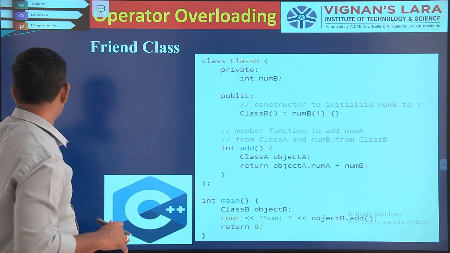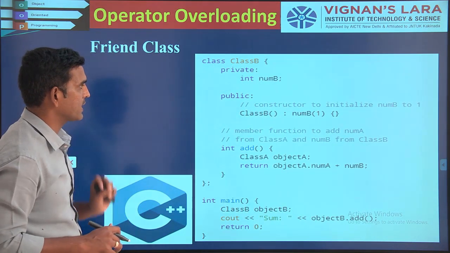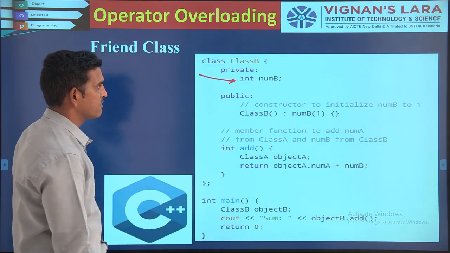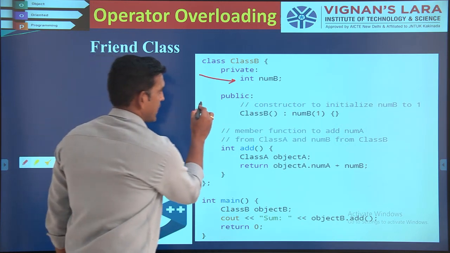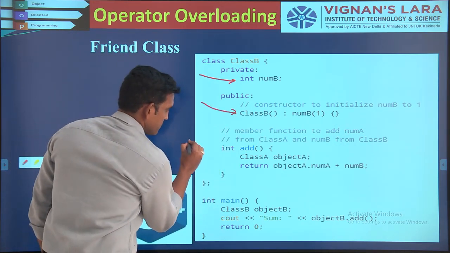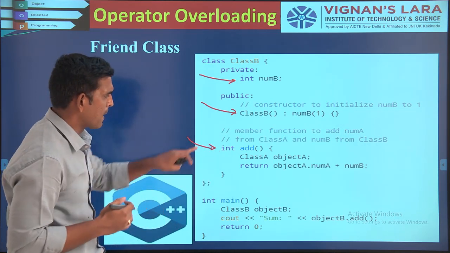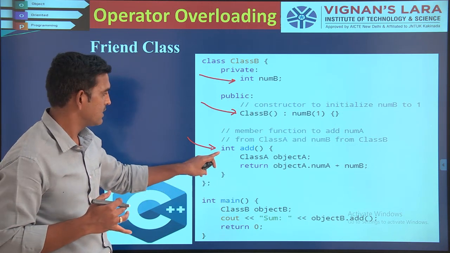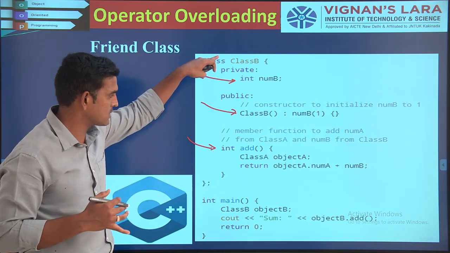And how are you going to use it? Now I am defining class B. Inside the class B, I am having num B, which is the private variable for class B, and I am initializing num B as 1. After that, I am declaring one member function of class B. Remember, it is not related to class A. This is a member function of class B.